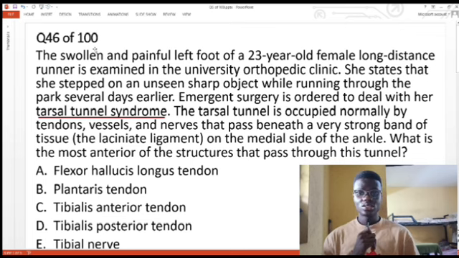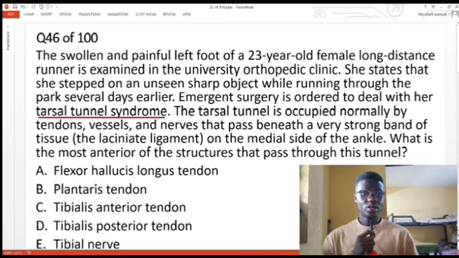This is question 46, and let's get straight into it. The question says the swollen and painful left foot of a 23-year-old female long distance runner is examined in the University Orthopedic Clinic. She states that she stepped on an unseen sharp object while running through the park 7 days earlier. Emergent surgery is ordered to deal with a tarsal tunnel syndrome.